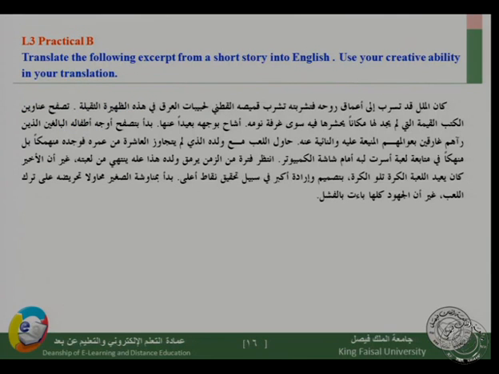Translate the following excerpts from a short story into English. Use your creative ability in your translation. Please translate it. You need to practice, because most of the questions will come from the lectures here, the slides, and the lectures that inshallah will be attached to the slides later on.